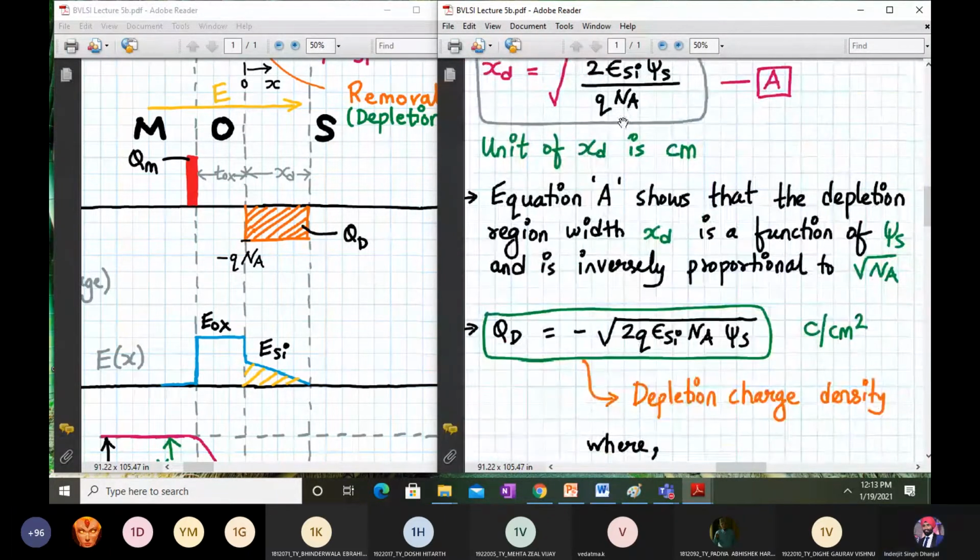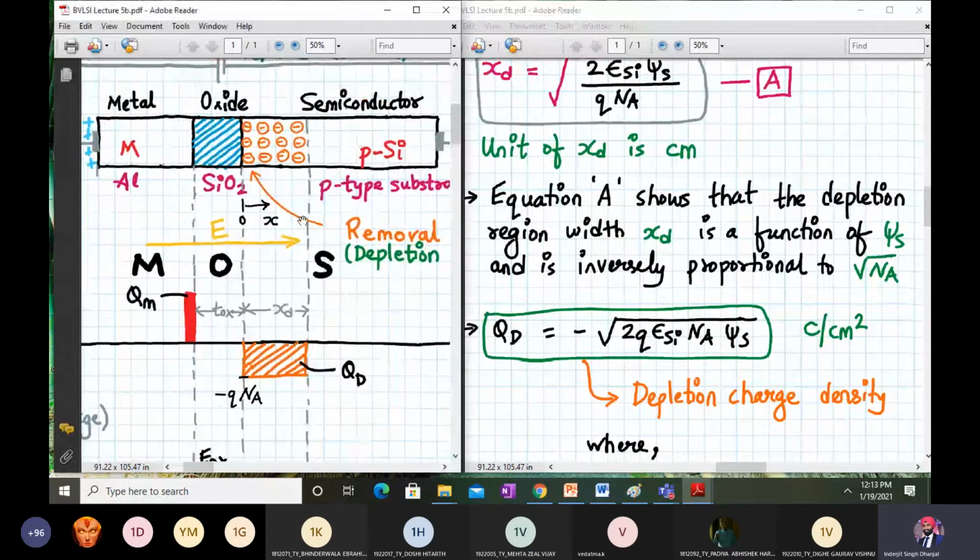So your QD is the depletion charge density. What do we mean by depletion charge density? It is the density of the immobile acceptor ions. This is given by the formula minus the square root of 2 into Q epsilon Si, which is the permittivity of silicon, into Na into psi s. This psi s is the surface potential. And the unit of this is coulomb per centimeter cube, because it is the depletion charge density.